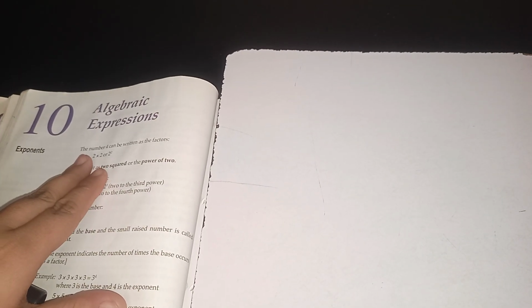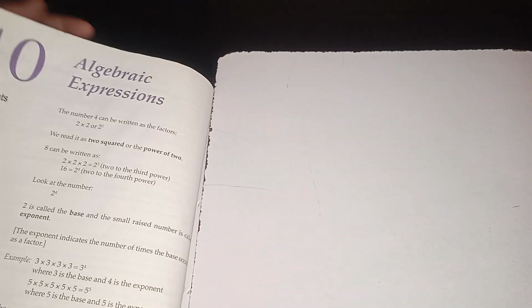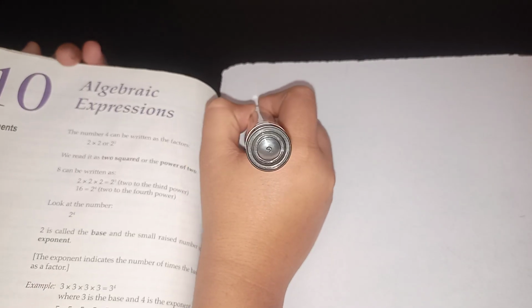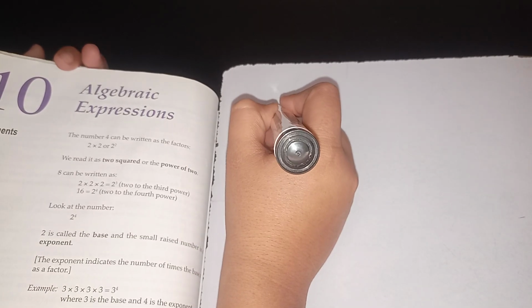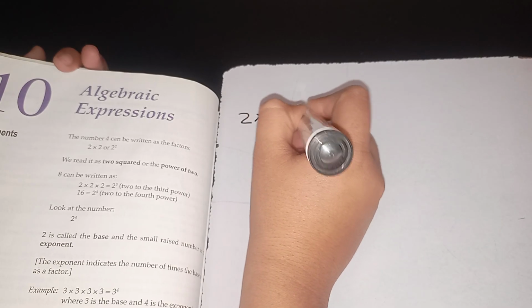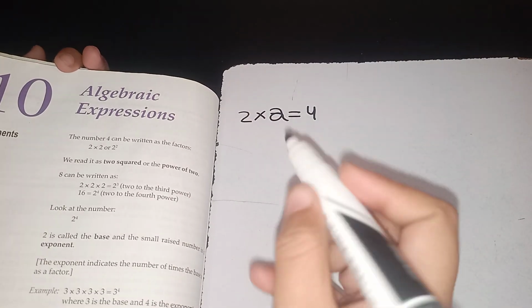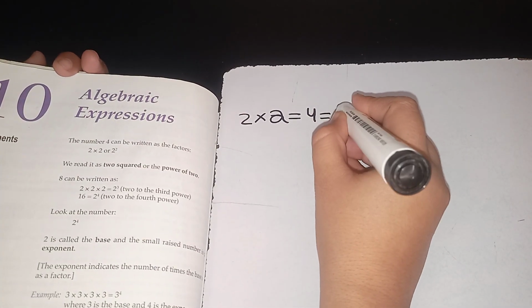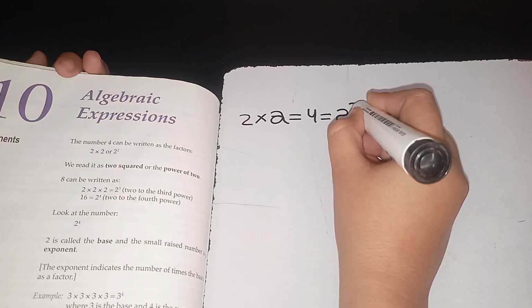So as I discussed with you, what is exponent? Exponent is basically a number. For example, in the book it is written the number 4 can be written as a factor 2 multiplied by 2, that is 2 power 2. Okay, so 2 multiplied by 2 is equal to 4. In other words, we can write 4 as 2 power 2.